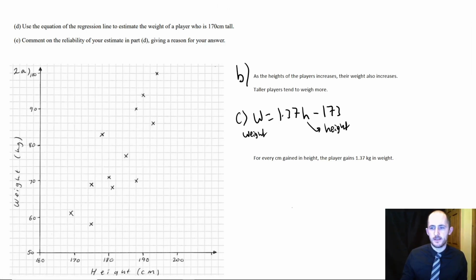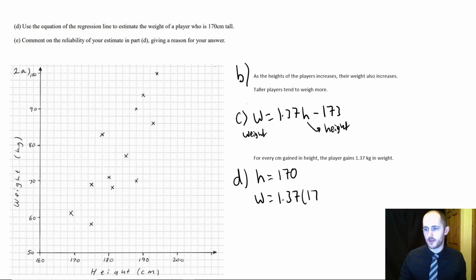For part D, it says, use the equation of the regression line to estimate the weight of a player who's 170 centimetres tall. All you have to do is substitute in h is 170. That's all you have to do. So then weight is equal to 1.37 times 170 minus 173. Okay, so then you can use a calculator.